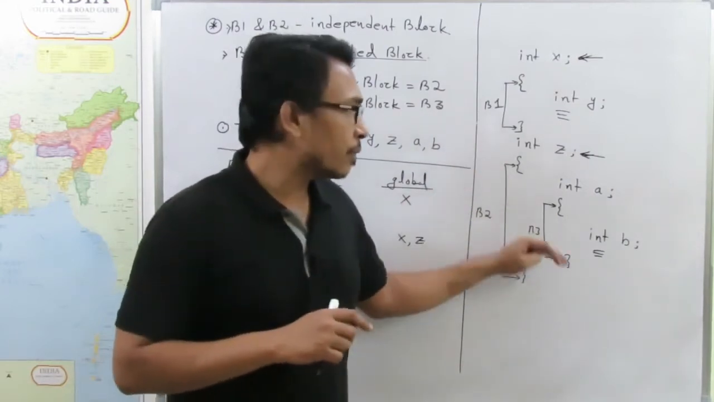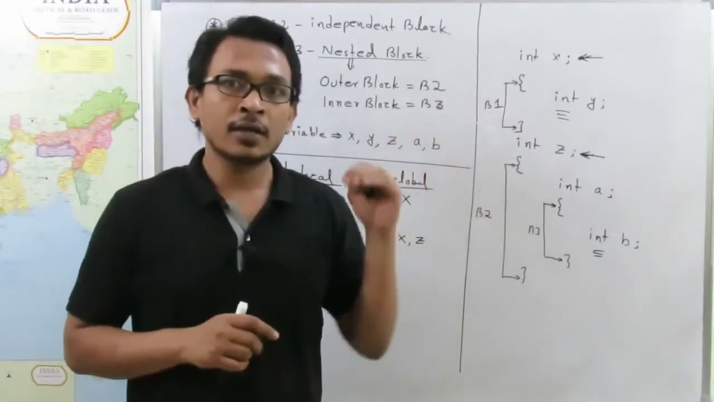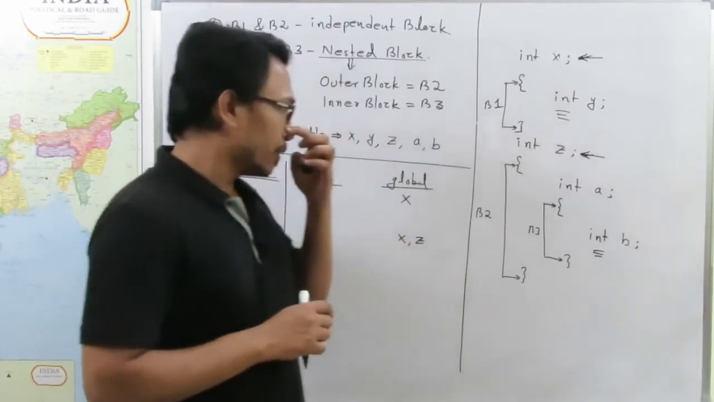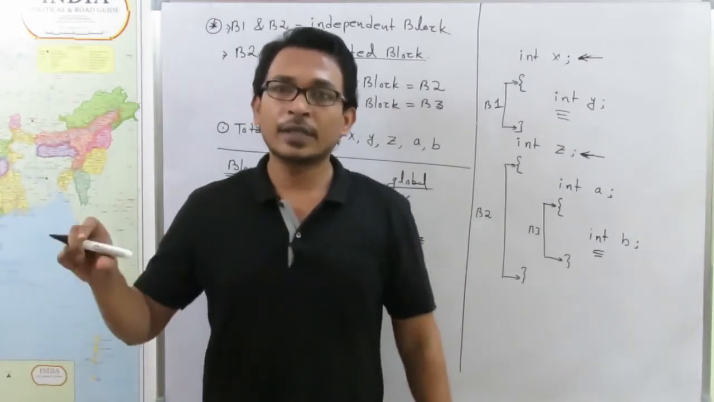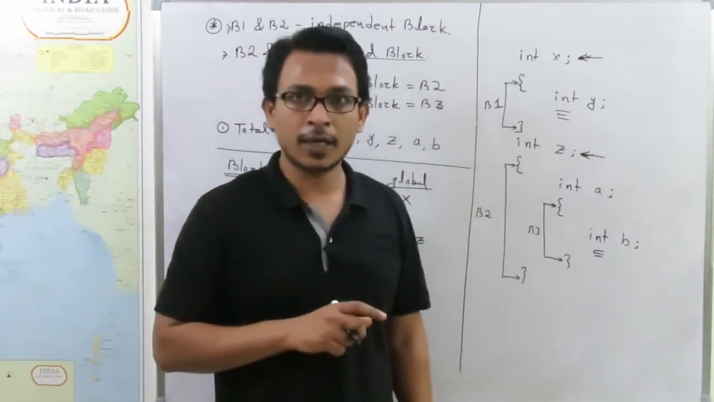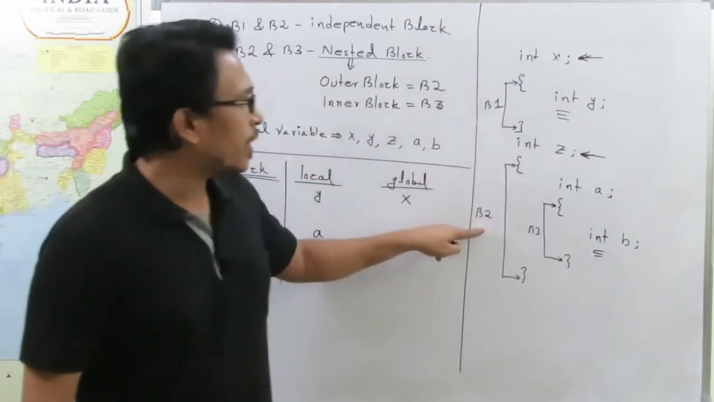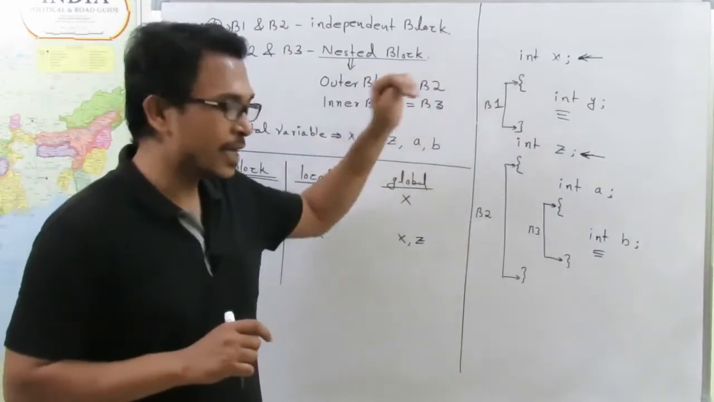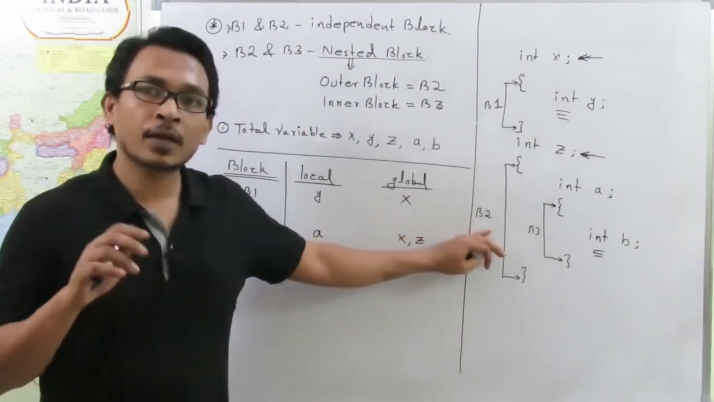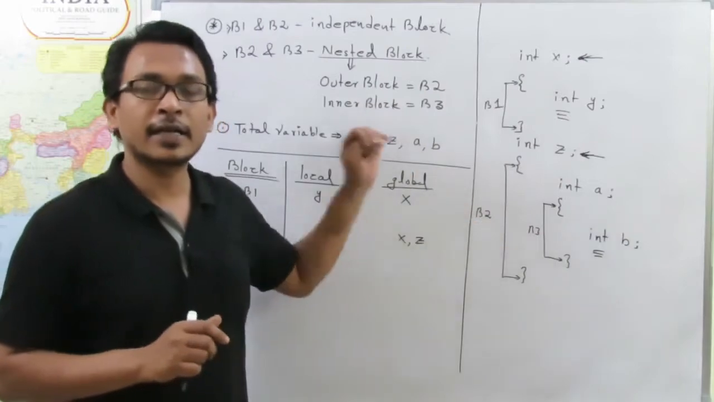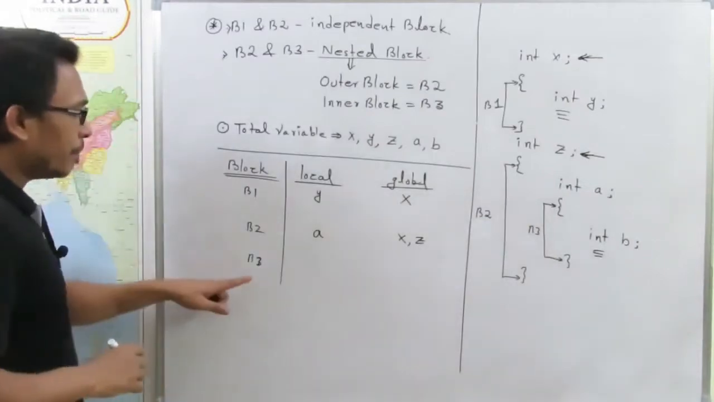So this is possible only in the case of nested blocks, but for two independent blocks that is not the scenario. Clear? So any independent block can't access variables declared within some other independent block. Clear? That's what happened in the case of B2. This B1 and B2 are independent blocks. B1 can't access any variable declared inside the B2 block, and the B2 block also can't access any variable that is declared inside the B1 block. Clear?